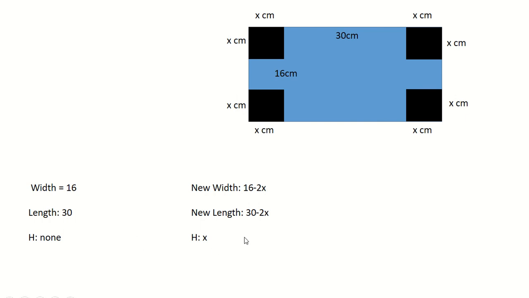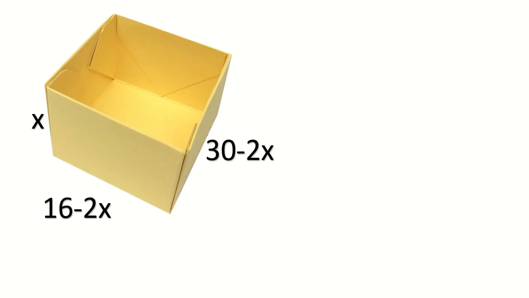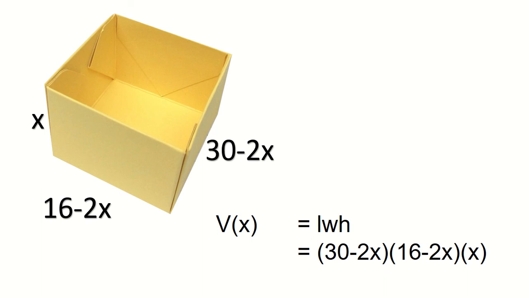Ngayon, since patayuin na yan, our height is x. So, the volume is length times width times height. We multiply that. This is our box. Ang height ay x. Ang width niya ay 16 minus 2x. Ang length niya is 30 minus 2x. So, the volume we multiply, that is 30 minus 2x times 16 minus 2x times x.